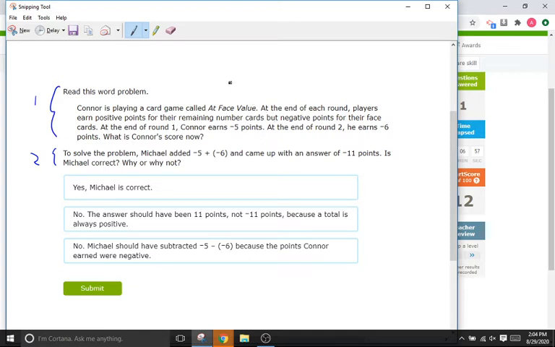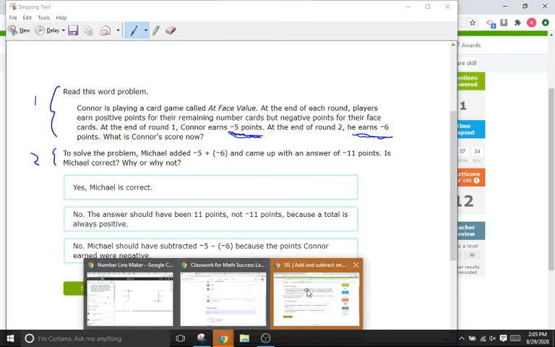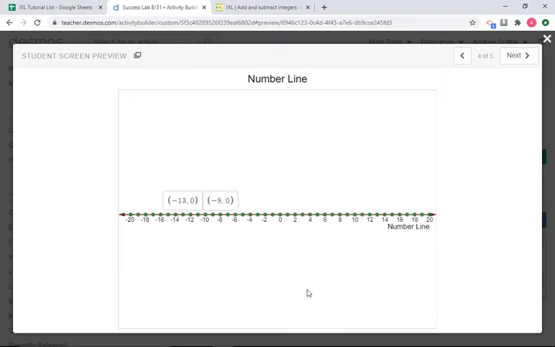So again, let's look at the important numbers here. At the end of round 1, Connor earns -5 points. Okay, so we start at -5. At the end of round 2, he earns -6 points. What is Connor's score now? Okay, so let's set that up here. It says that we start at -5. Let's go to our number line. Go right here. Okay, so it says we start at -5. And then it says, let's see what it says.